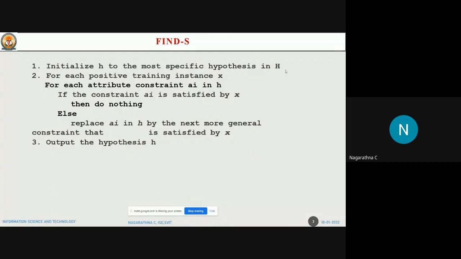One is the phi value, where no value is accepted, and the most general value means all possible values are accepted, that is represented by a question mark.